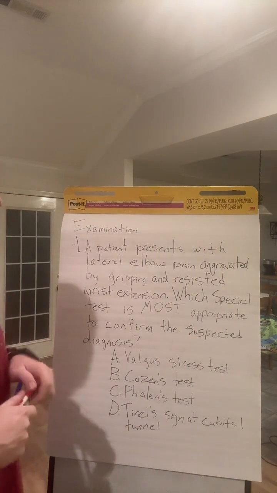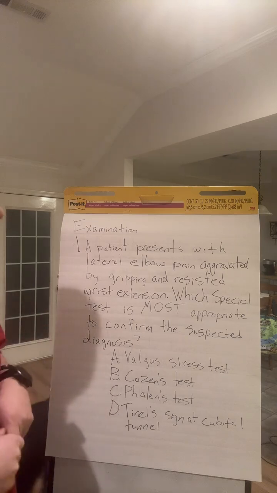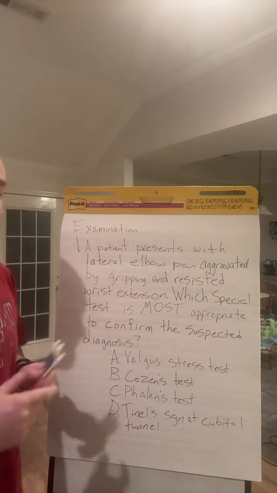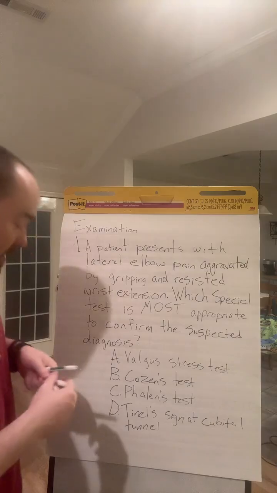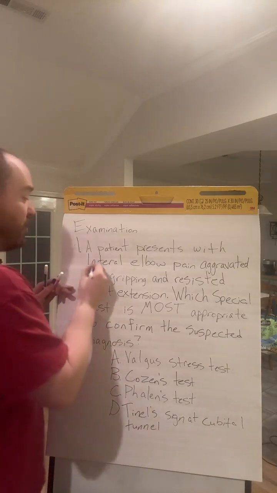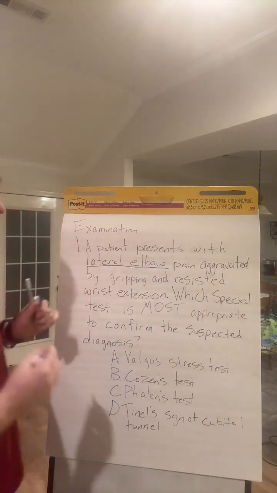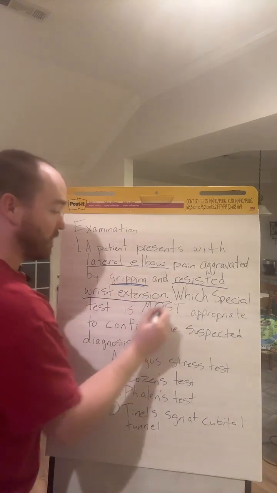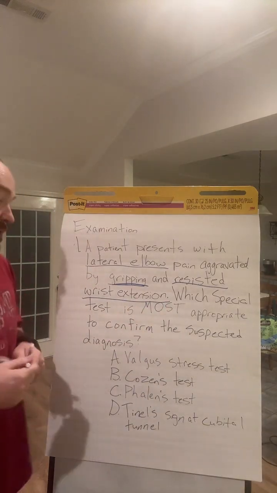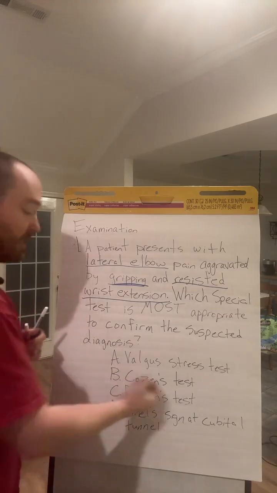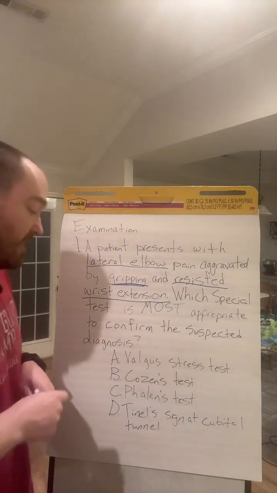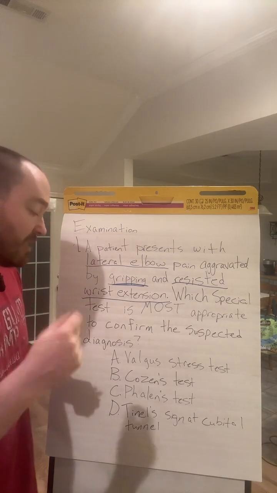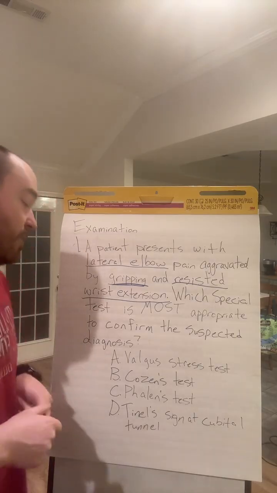A patient presents with lateral elbow pain aggravated by gripping and resisted wrist extension. Which special test is most appropriate to confirm the suspected diagnosis? Let's highlight what we think is important. They've got lateral elbow pain, so this is the location, aggravated by gripping and resisted wrist extension. Which special test is most appropriate? A, valgus stress test, B, Cozen's test, C, Phelan's test, or D, Tinel's sign at the cubital tunnel.